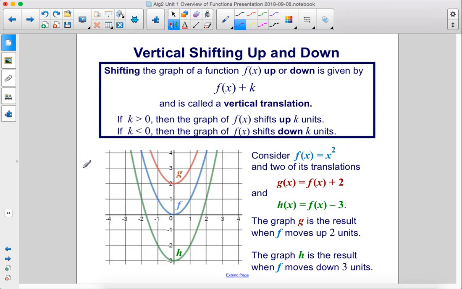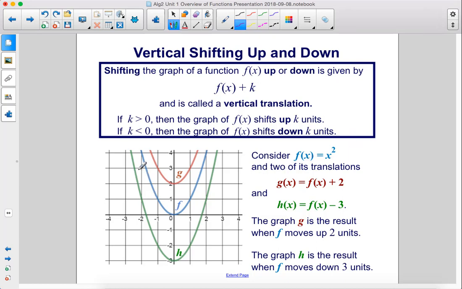Shifting the graph of a function f of x up or down is given by f of x plus k, and is called a vertical translation. If k is greater than 0, then the graph of f of x shifts up k units. If k is less than 0, then the graph of f of x shifts down k units.